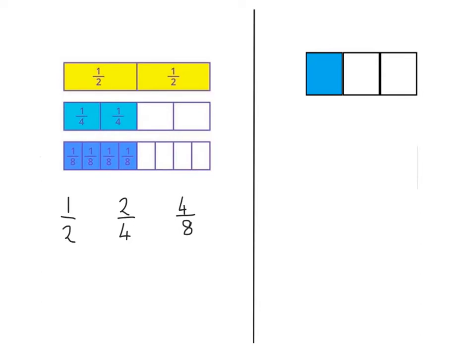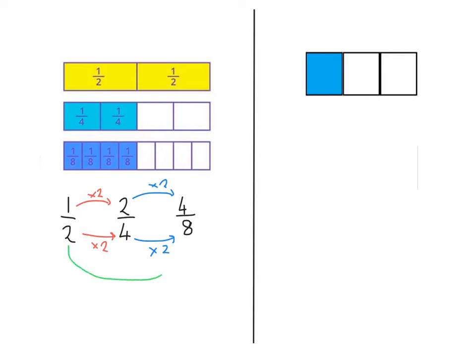Now, to keep them equivalent, and equivalent means the same, we need to make sure that whatever we're doing to the top, we do to the bottom. So you can see to get from 1 to 2, I've times by 2, and to get from 2 to 4, I've times by 2 again. So whatever you do to the top, you do to the bottom. Could do the same here. How have I got from 2 to 4? I've times by 2. How have I got from 4 to 8? I've times by 2. Whatever you do to the top, you have to do to the bottom.